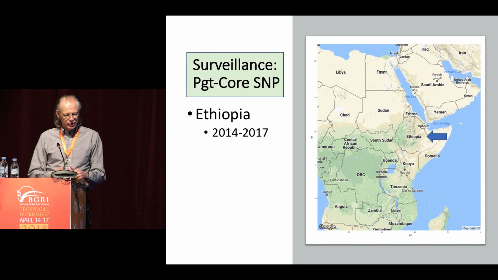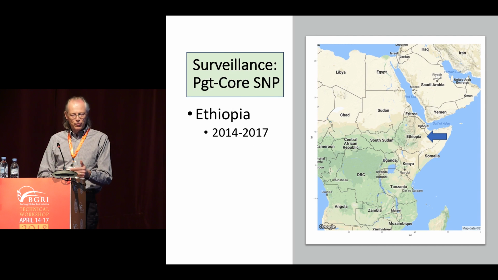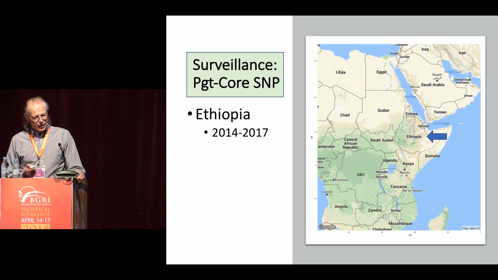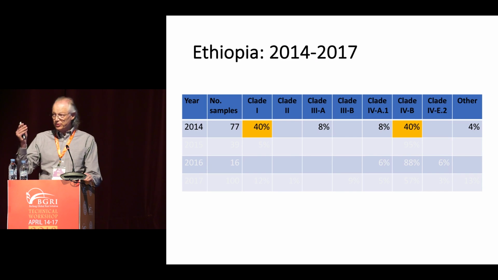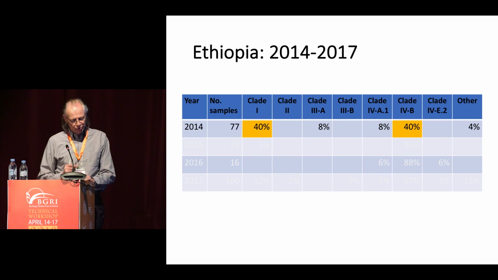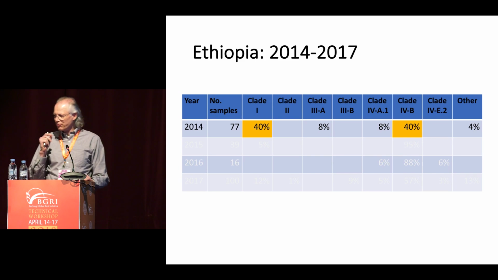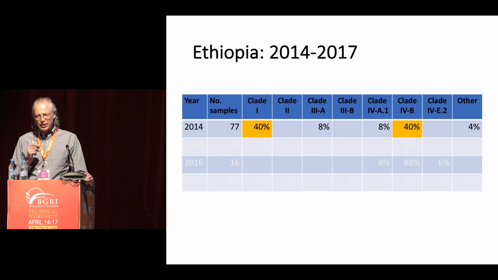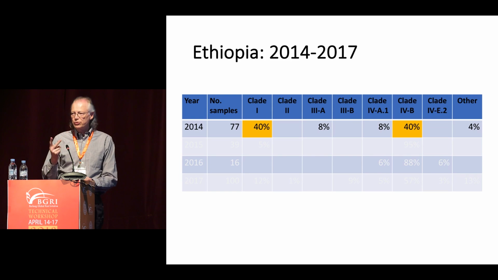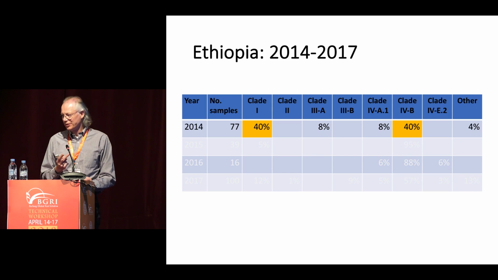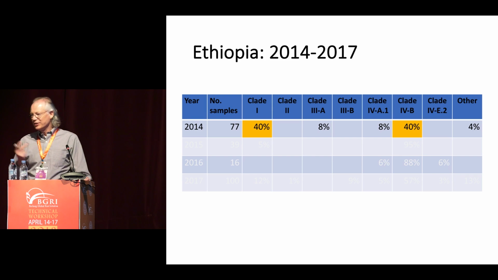First of all, I want to talk about Ethiopia. We have 4 years of data, 2014 through 2017, and I'm going to go through successive years. For people in the back, if you see the orange block, that means that the frequency of that particular clade is 20% or more. So in 2014, we really saw two dominant genotypes. We saw clade 1, which is our friend UG99, and we saw clade 4b, which is the new Ethiopian TK-TTF.